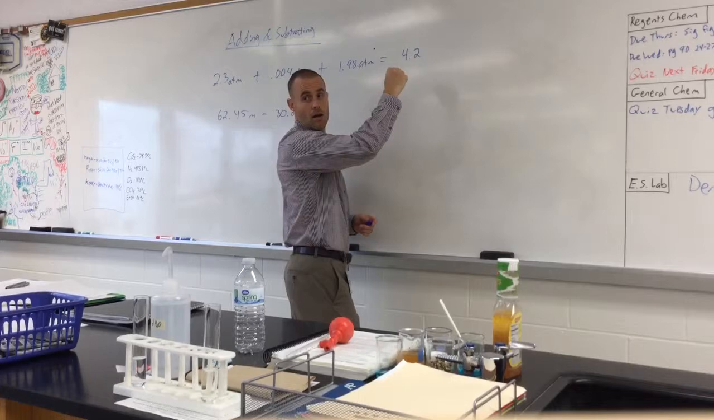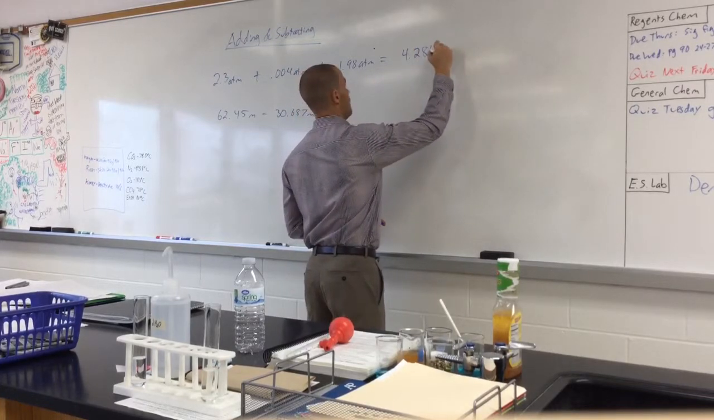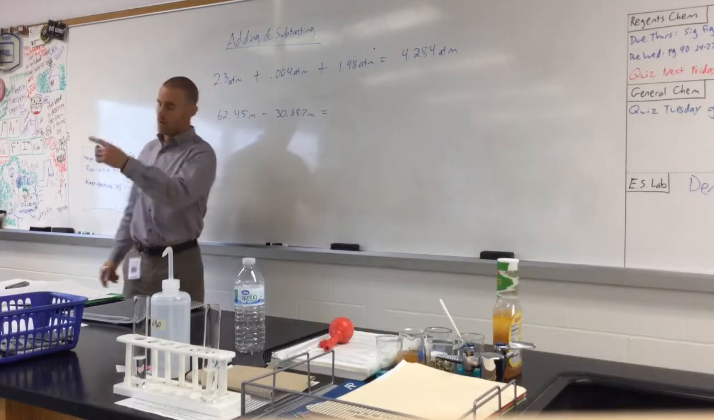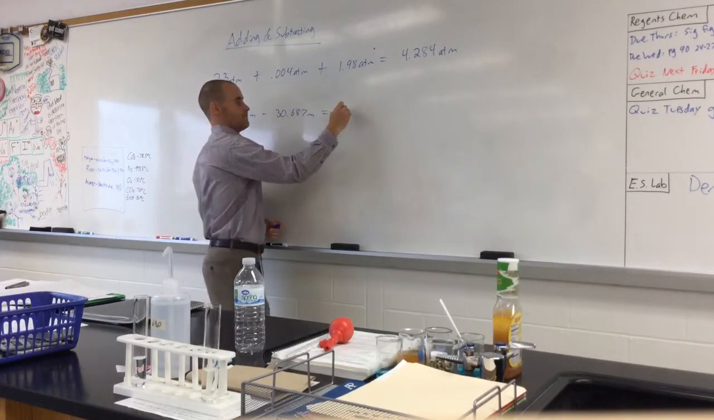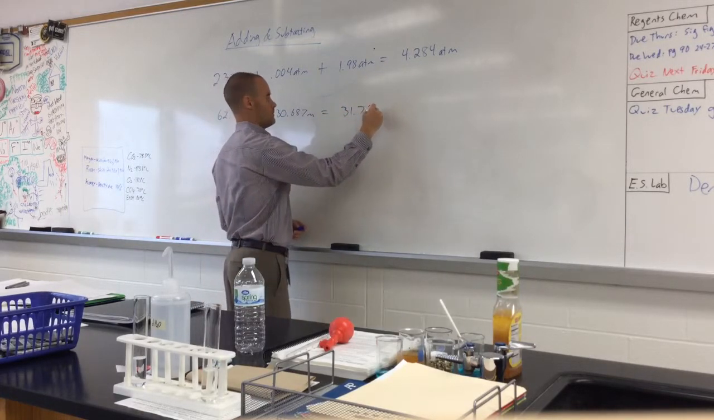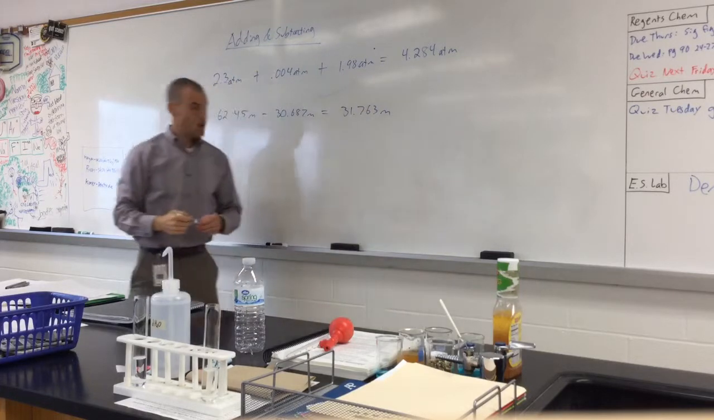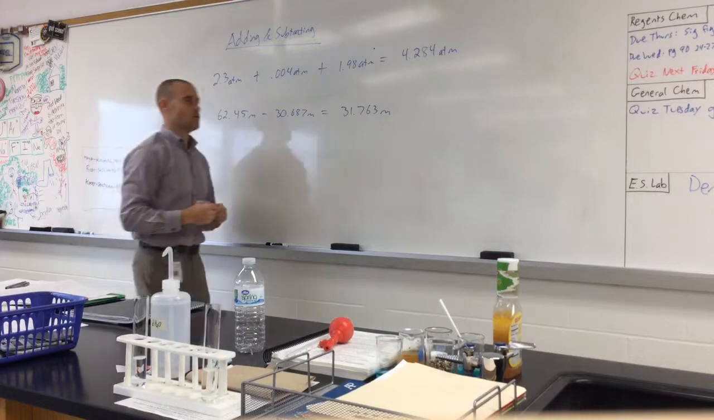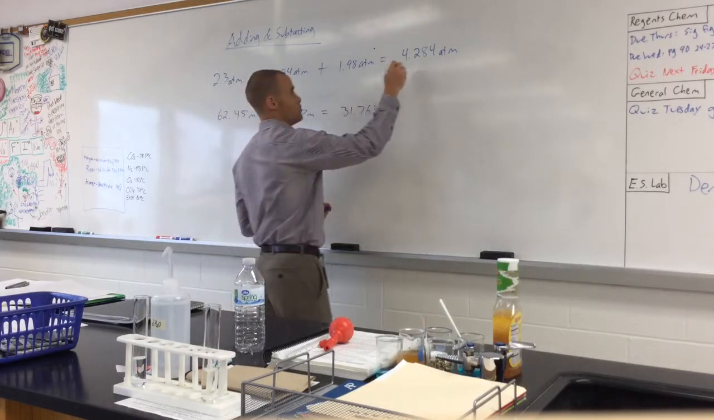4.2 what? 84. Okay. ATM. Okay. Down here. Charlie. 31.763. Okay. I'm going to write the real answer, and then once again, you're going to discuss what the rule is.